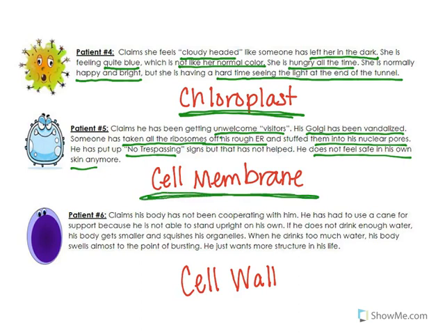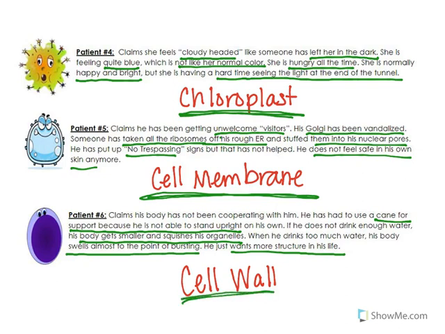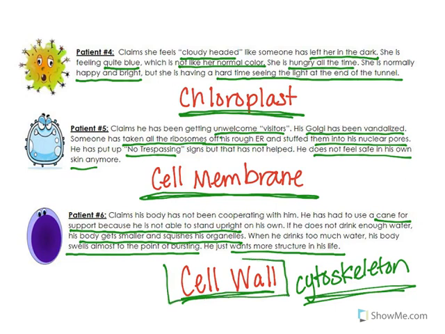And then the last one claims his body has not been cooperating with him. He has to use a cane for support because he's not able to stand upright. Body gets smaller and squishes his organelles. Drinks too much, his body swells to the point of bursting. He wants more structure in his life. The organelle that provides the most structure is your cell wall. Some of you may have put cytoskeleton here, and I will accept this, but the cell wall is the most accurate answer for that.